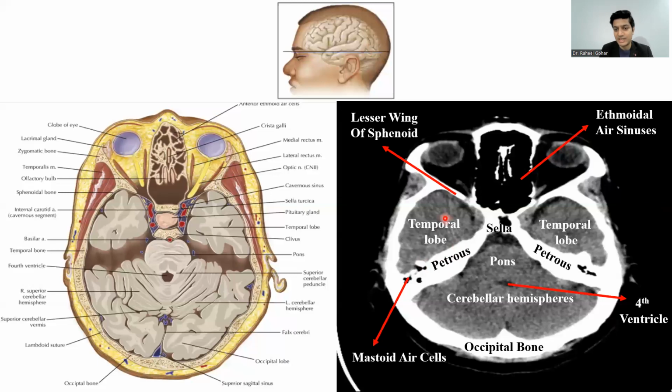This is the petrous bone. Again we have the temporal lobe, pons, fourth ventricle, cerebral hemisphere, and posteriorly we have the occipital lobes. Here we have the sella, and you can see the air as well. So this is the sphenoid sinus, its air cells, and the eyes.